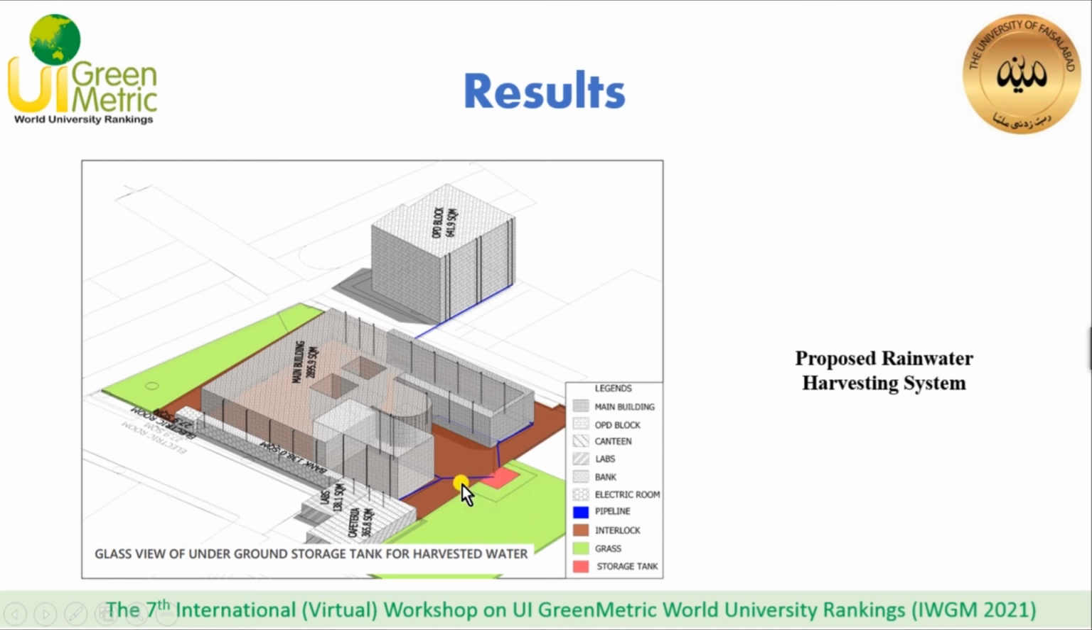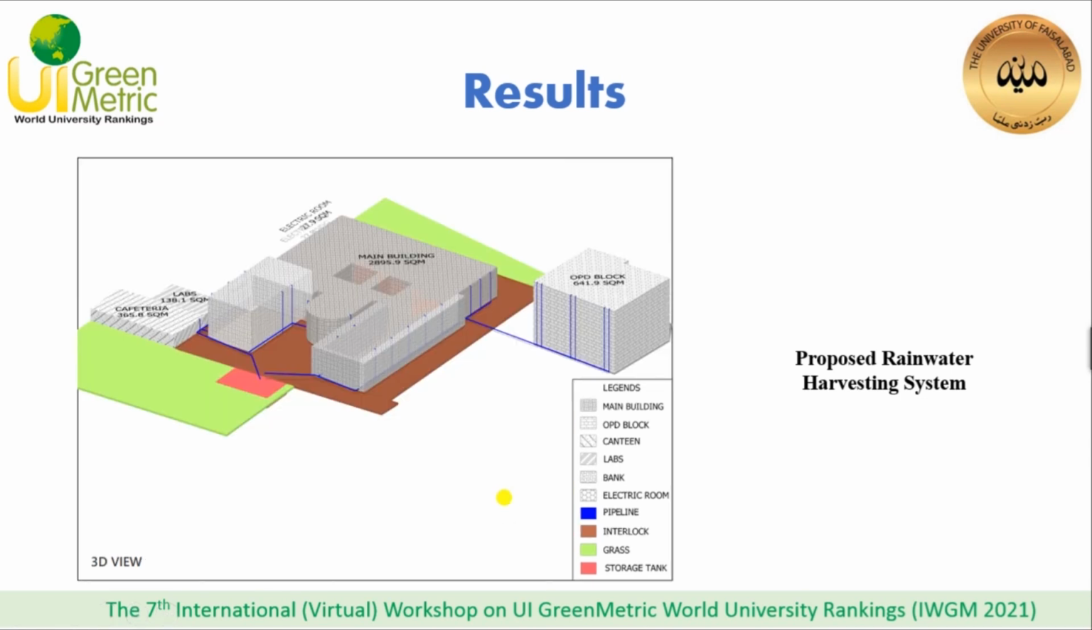This is another view, a 3D diagram. We can see that these are the conveying pipes which will be installed underground, and gravity flow will allow us to convey water through these pipes to the storage tank.